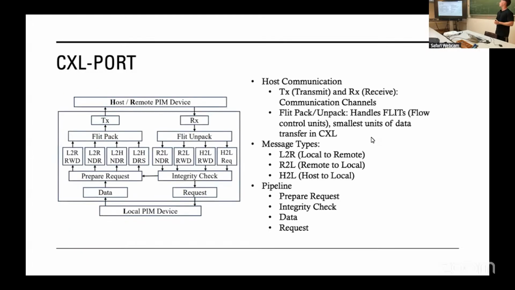More detailed, it looks like this. We have a receive communication channel where afterwards it's going to be converted into flits. Flits are the smallest data units in the CXL. And afterwards, we have either local to remote, remote to local, or host to local messages. And it's going to go in each block where it belongs. And afterwards, an integrity check is performed, and the data is distributed and sent back, and it can maybe even perform error correction inside of it.